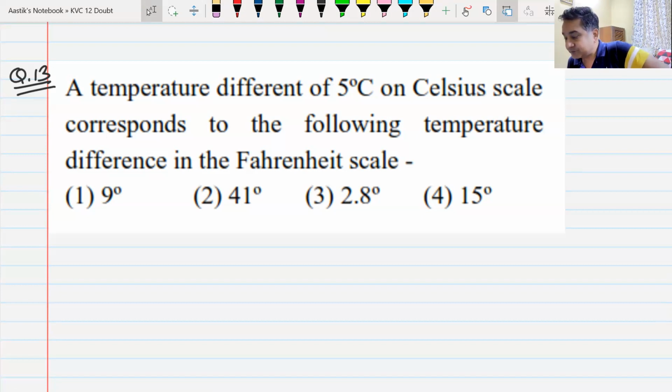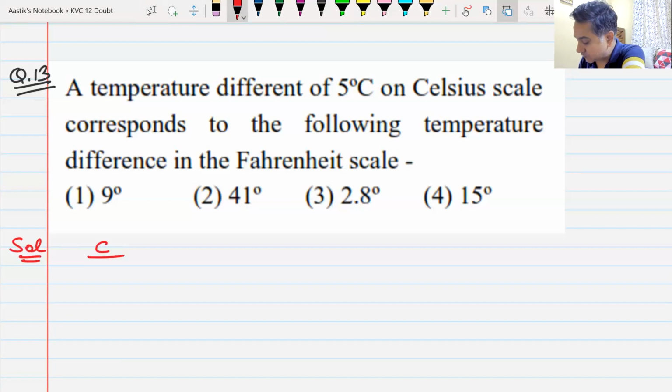How is it done? How did you get it? C by 100 is equal to F minus 32 by 212 minus 32. Please tell me the formula. C by 100 is equal to F minus 32 by 180. Correct. Now we have a different answer.